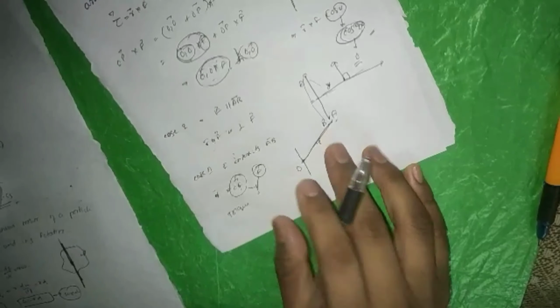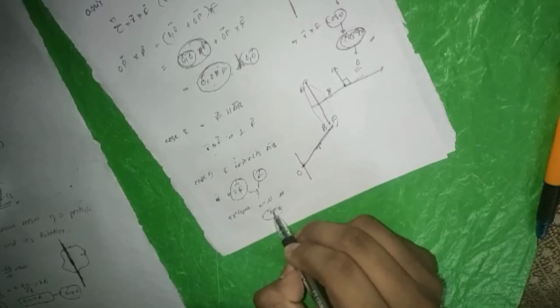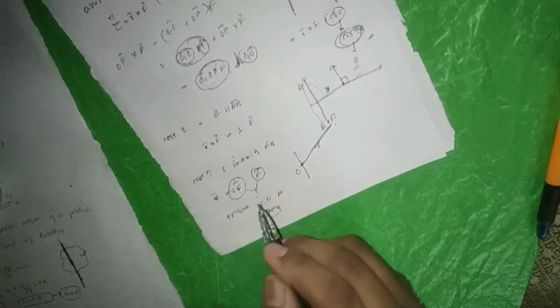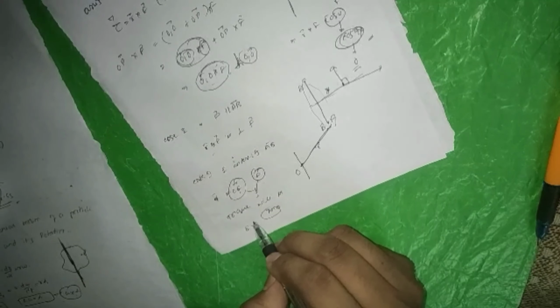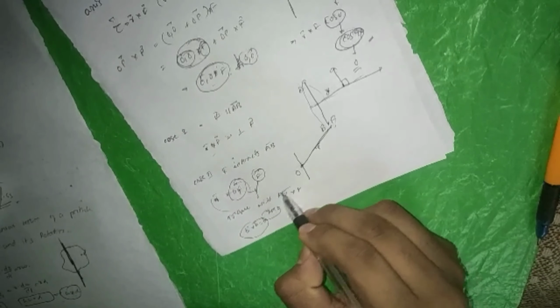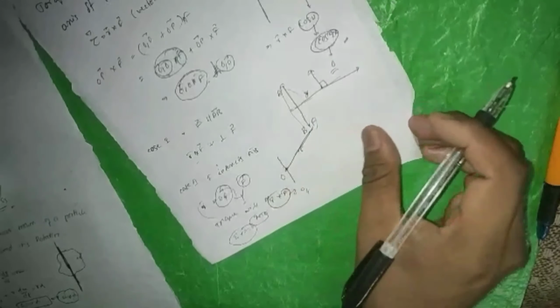So here torque will be 0 also, because R bar and F bar are on the same line. Then the cross product is 0. A bar cross A bar is 0, right? Like that only. If we take the cross product of the same vectors, it will automatically be 0. Next, case 3.